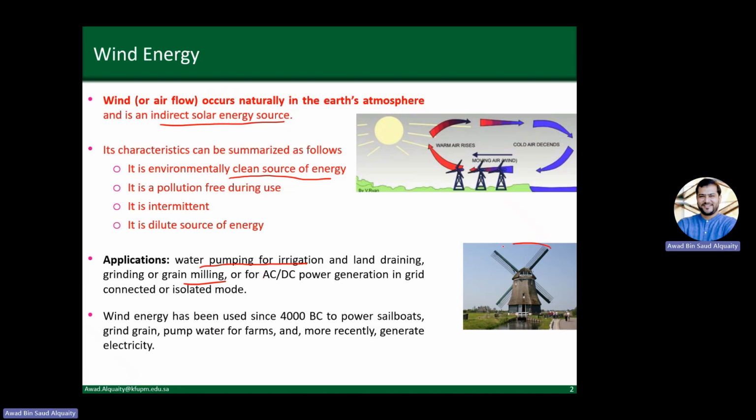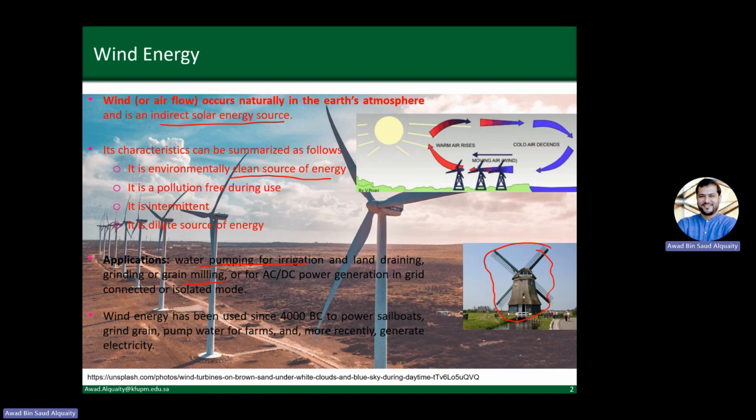This is a very old windmill that was used for grinding or grain milling, and you'll find these kinds of windmills in the Netherlands and various parts of Europe, even up to now. It's also been used for various other purposes, but the purpose of this chapter is not to look at windmills or applications like grain milling. The idea is to look at how we can use the power of the wind to generate electricity through wind turbines, like the one shown in this picture.